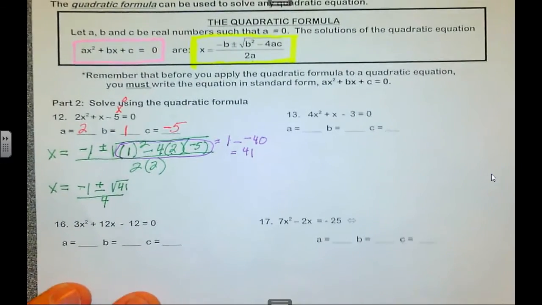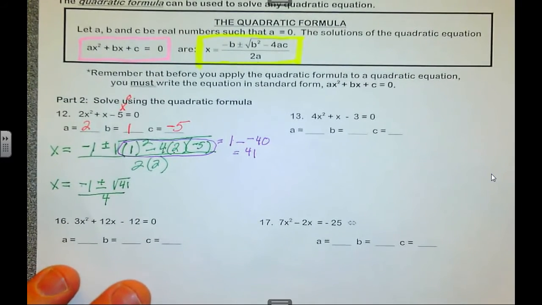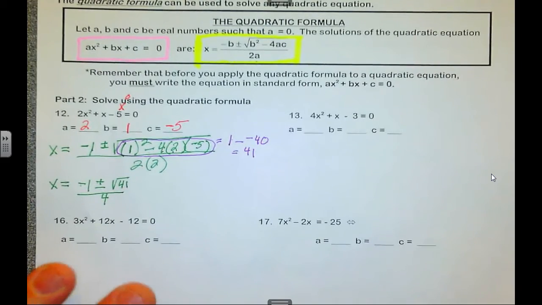Now, can I simplify my square root, or can I go any further? No.